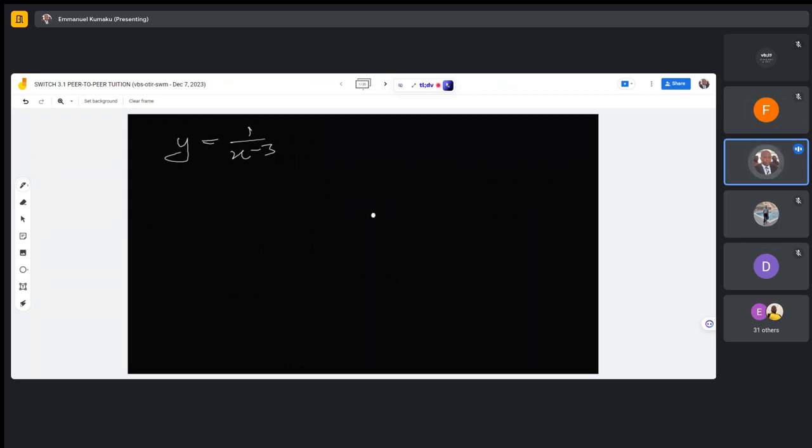We'll look at the rules for finding the horizontal asymptote and then the vertical asymptote. Let's look at the rules for vertical asymptote. For vertical asymptote, the first thing is that you must check whether the denominator has a factor in the numerator.